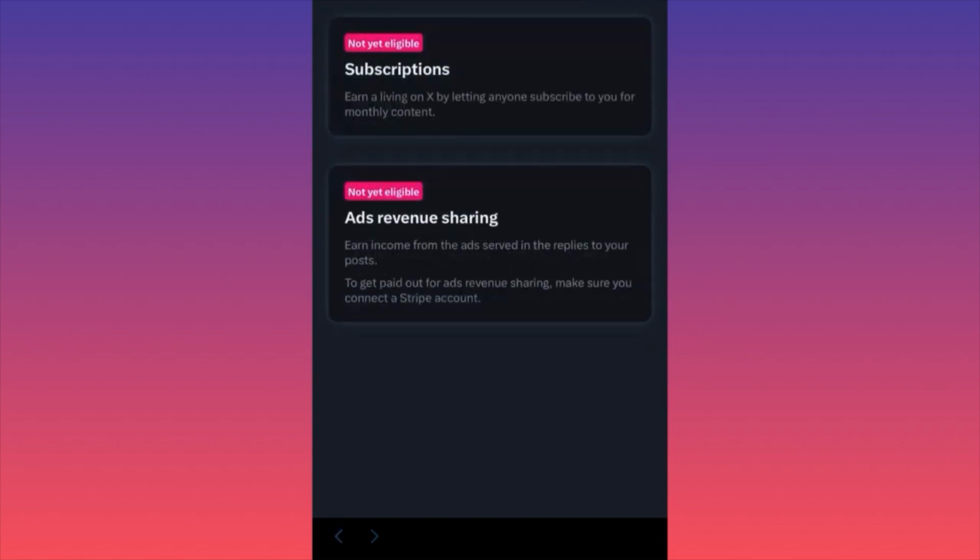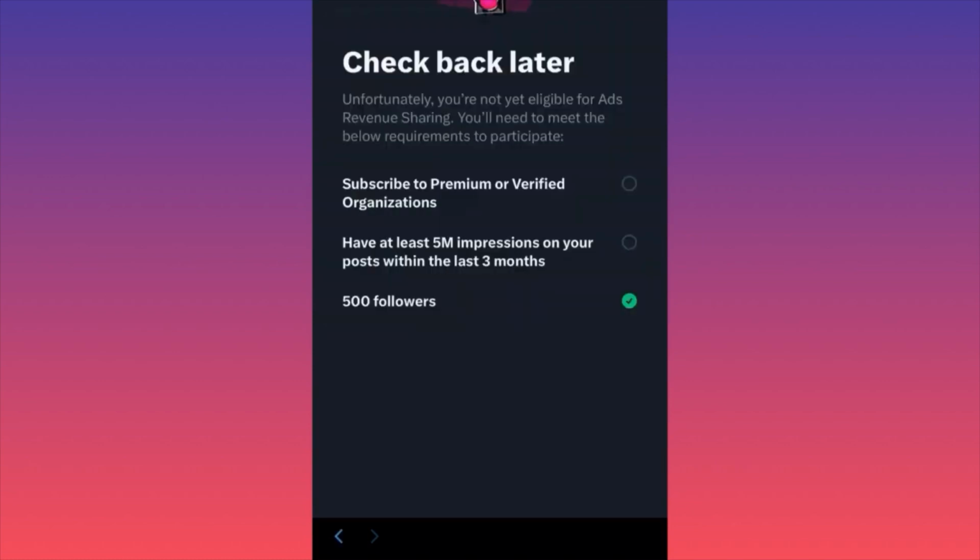If we click on the second option over here, it's for the ads revenue sharing. Earn income from ads served in the replies to your post. You know how you go through the thread of some nice post that is engaging, and you try to read the comments, and in between comments, you will see ads. You will see a lot of companies promoting stuff that sometimes is related to the topic of the video, sometimes it's not. This is the moment you simply realize that this is an ad because it's 100% not related to the post. So let's click on it.